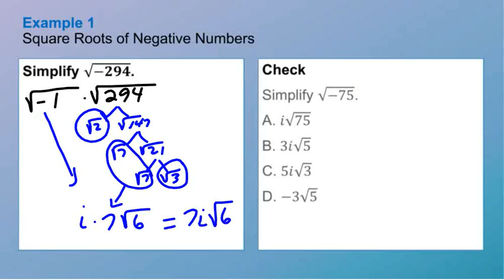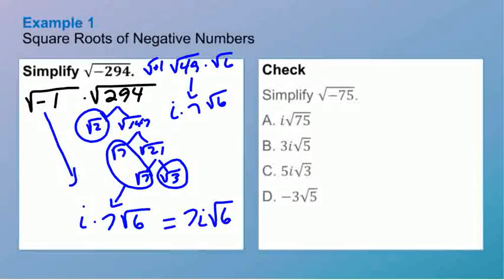Now that is a longer way of writing that. We could have just done the square root of 49 times the square root of 6, and then this would give us 7 times the square root of 6. And then we also have the square root of -1, which would have been i.